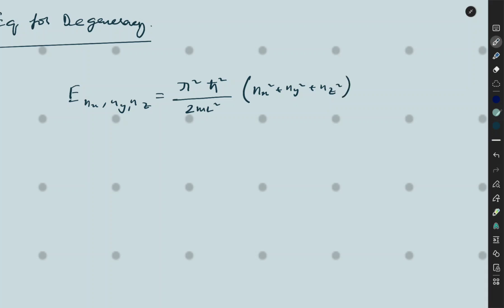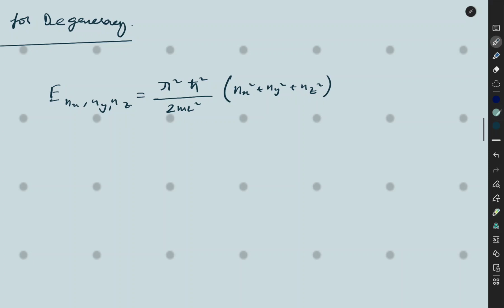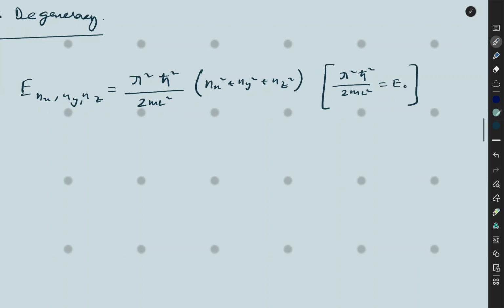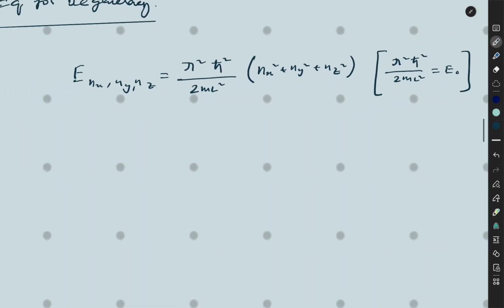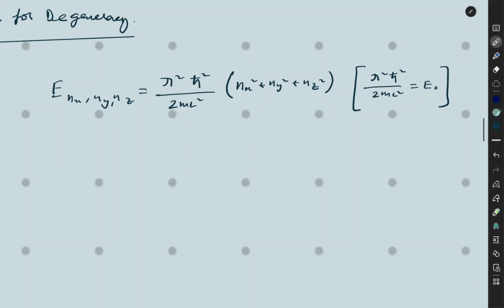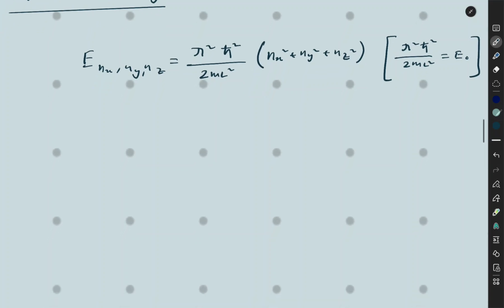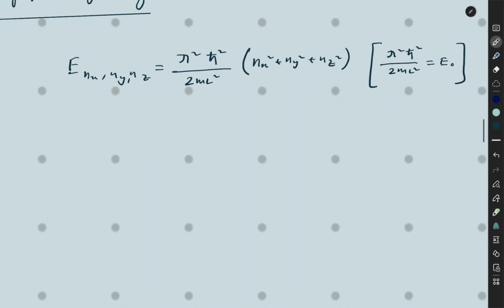So now for simplicity, let us write this part, that is pi square h cut square by 2ml square, as E naught. Do not think that this is n equal to 0. We have just written this part as E naught for our convenience, so that we need not write it more and more times in our equations.